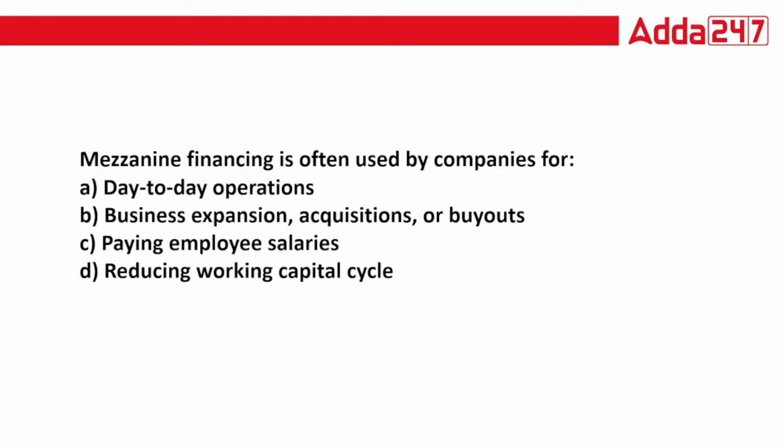Okay, now this one is your homework question. You need to say which option is correct, A, B, C, D. Let me read the question for you. Mezzanine financing is often used by companies for: day-to-day operations, business expansion, acquisitions, or buyouts, paying employee salaries, or D, reducing the working capital cycle. Okay, so this one is your homework question. Let me know which option is correct.